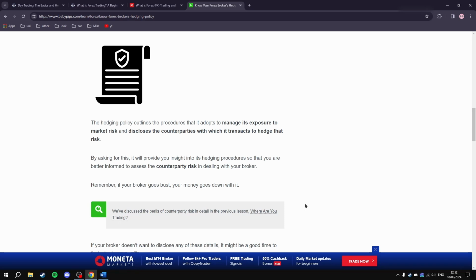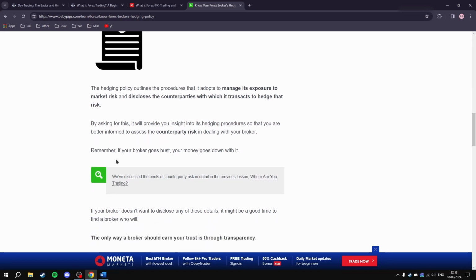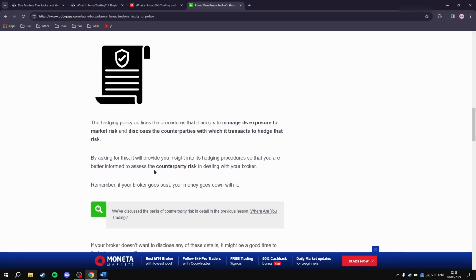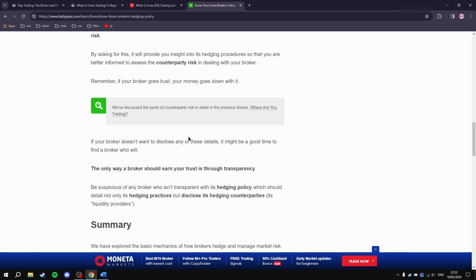By asking for this, it will provide you an insight into its hedging procedures so that you are better informed to assess the counterparty risk in dealing with your broker. Remember, if your broker goes bust, your money goes down with it. We've discussed the perils of counterparty risk in detail in a previous lesson. Where are you trading? If your broker doesn't want to disclose any of these details, it might be a good time to find a broker who will.